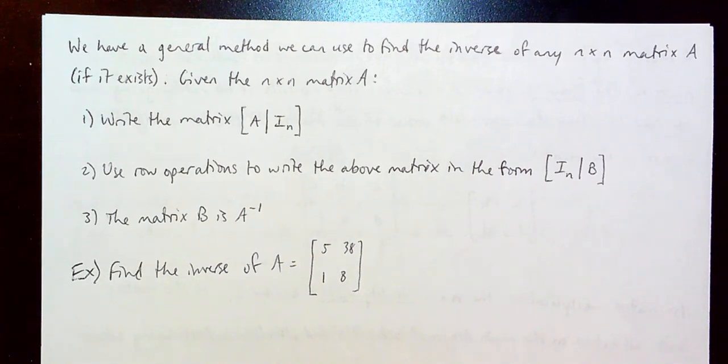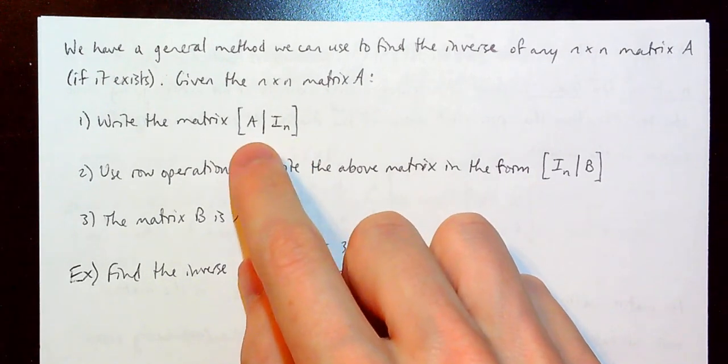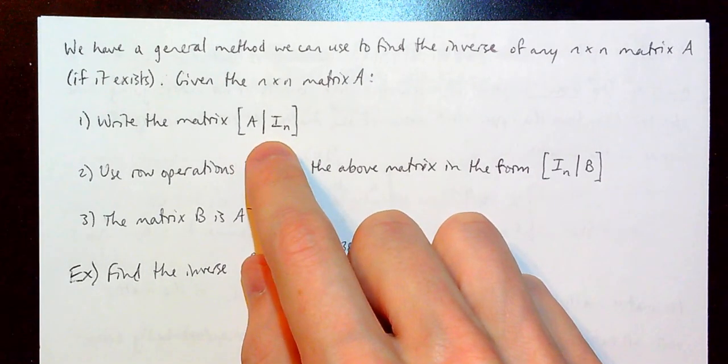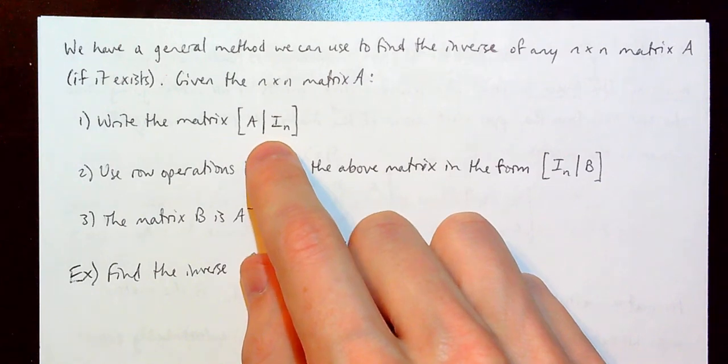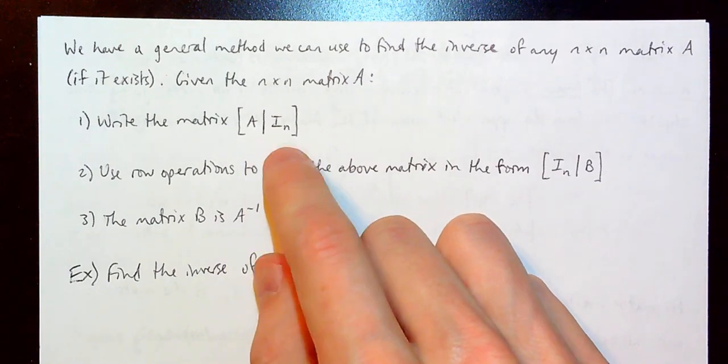So first thing you're going to do is take your n by n matrix, and to the right of it, you're going to add on the n by n identity matrix. And you're going to get this significantly larger matrix. So you're going to write this matrix A, the matrix you were given, and then to the right of it, you tack on the n by n identity matrix.